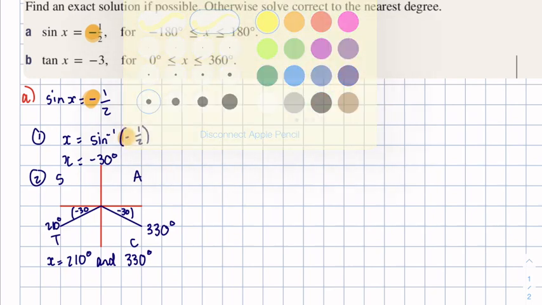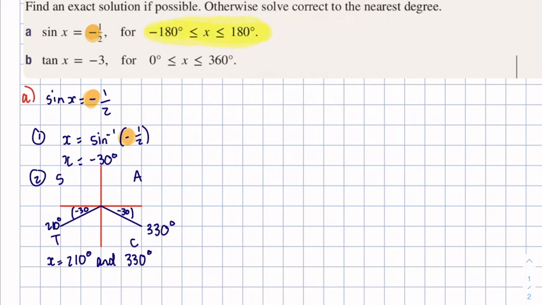But we've got the problem. It wanted it between -180 and +180. To get around this, every time you're not within the domain, you just add or subtract multiples of 360. 210 minus 360 equals -150 degrees. 330 minus 360 equals -30 degrees. So x equals -30 and x equals -150.